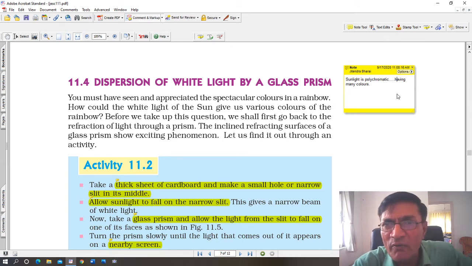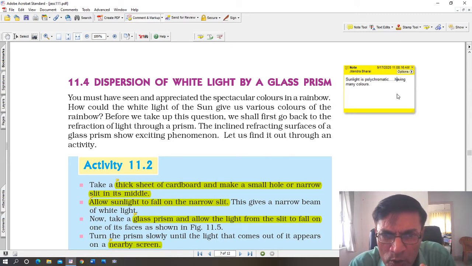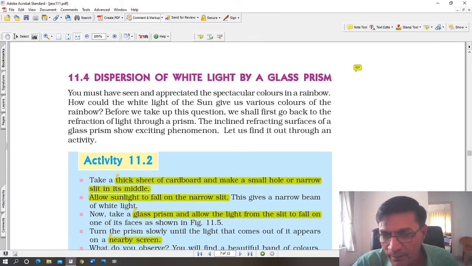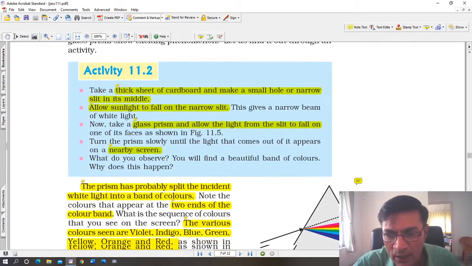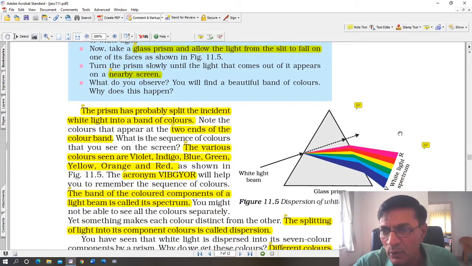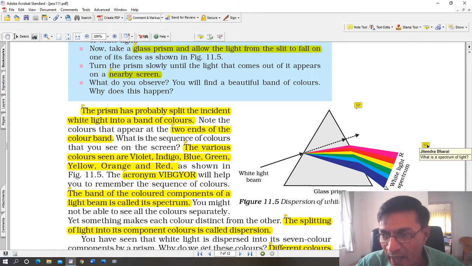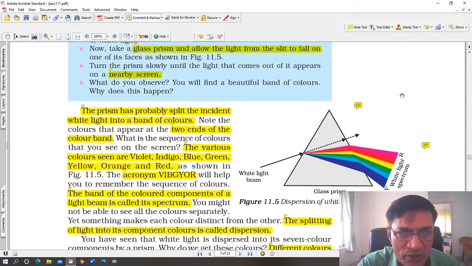So, dispersion of white light. The word dispersion means to split. Dispersion means splitting of white light into its colors. Now we are going to discuss this. Look at this one. There is a question here: what is dispersion of white light, or what is splitting of white light? It is the same thing. Explain with a diagram. And what is a spectrum of light? Now let's answer these two questions.